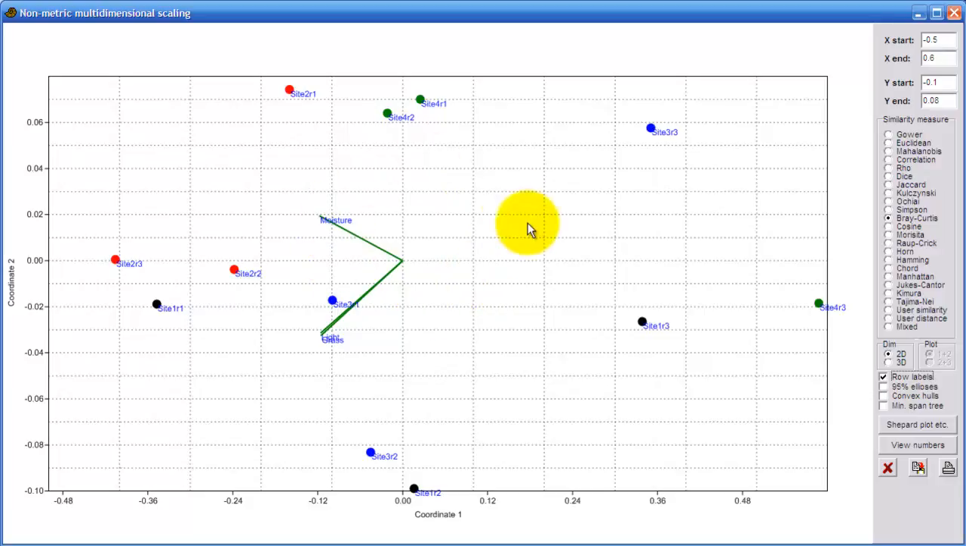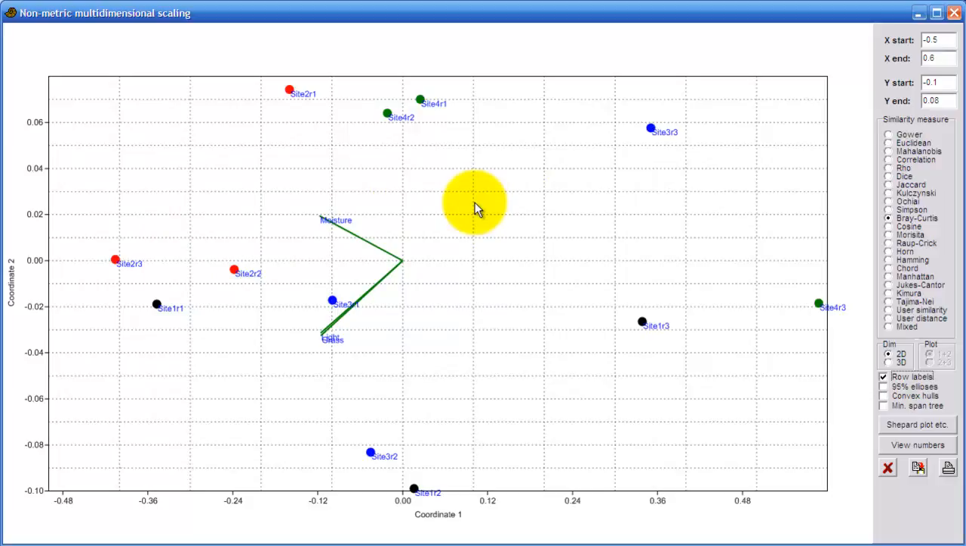So the plot we're getting here, and I'm going to come back to the vectors in a moment, is rather different from the plot we got from the principal coordinates. Or is it? Let's have a look here. I'm going to start at this end. Over here, green, blue, black, green, green. And up the other side, red, red, red. The only thing that's really different is that this graph is flipped around.